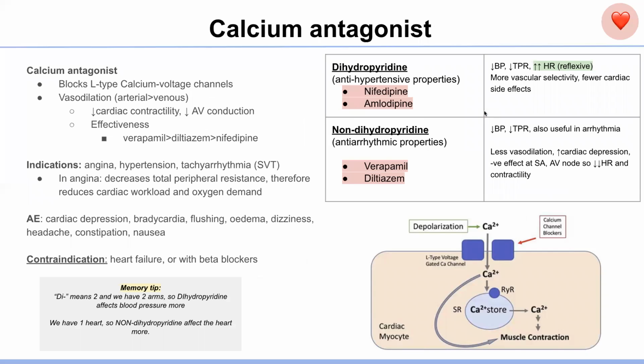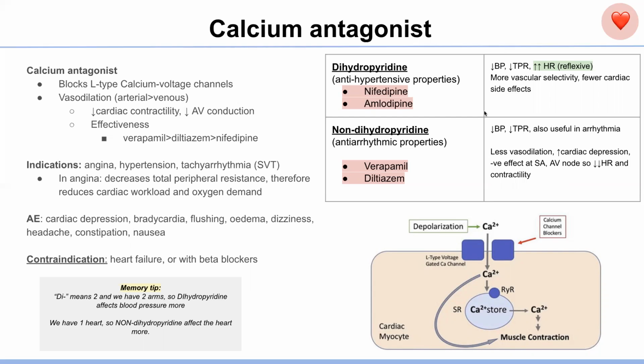Calcium antagonists. So as the name suggests, these block calcium voltage channels, decreasing cardiac contractility, conduction, and causing vasodilation. So it's useful in angina, hypertension, and also some arrhythmias. There are 2 types. Dihydropyridine, such as amlodipine, have stronger hypotensive properties. And though they reduce blood pressure and total peripheral resistance, they may cause a reflexive increase in heart rate. Non-dihydropyridine, such as verapamil, also reduce blood pressure and total peripheral resistance, but these don't cause that reflex tachycardia.